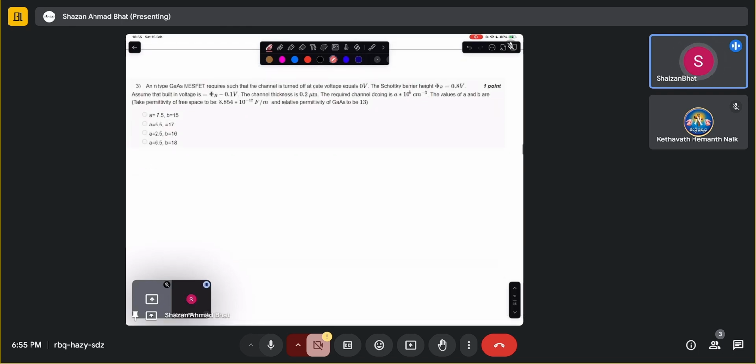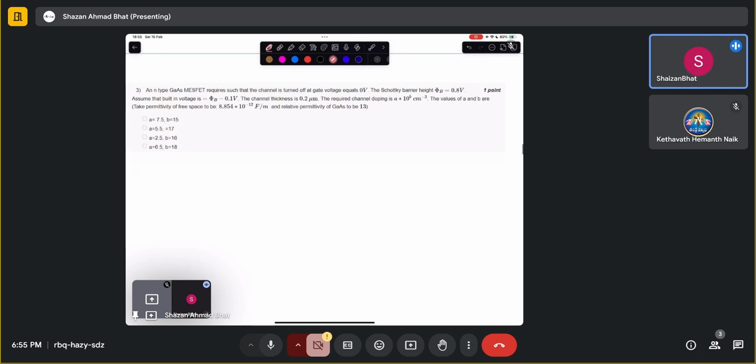It's a little bit of numerical calculation, which we can actually solve. But I mean, maybe we can try. Yes, N-type gallium, N-type. It's an N-type device. First of all, that means it's ND doped. It requires such that the channel is turned off at gate voltage equals to zero. So that means the channel will turn off at VG equals to 0 volt, channel off. If the channel is off, that means ID will be equivalent to zero at this particular voltage.